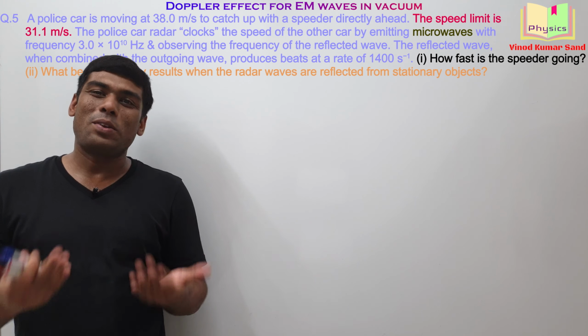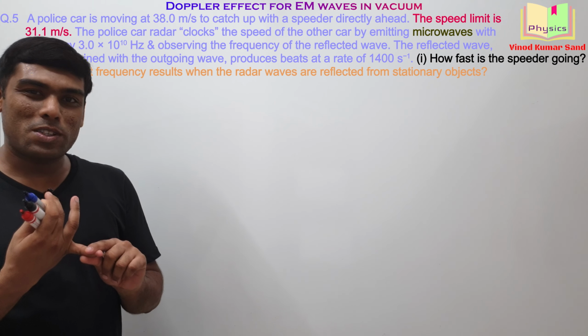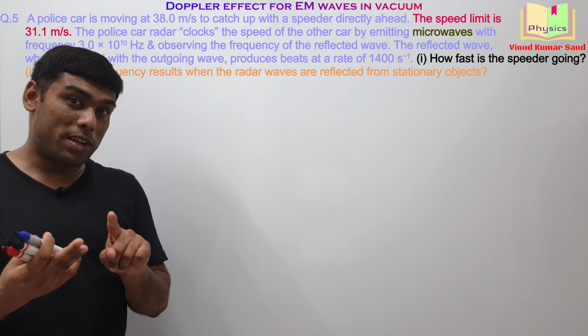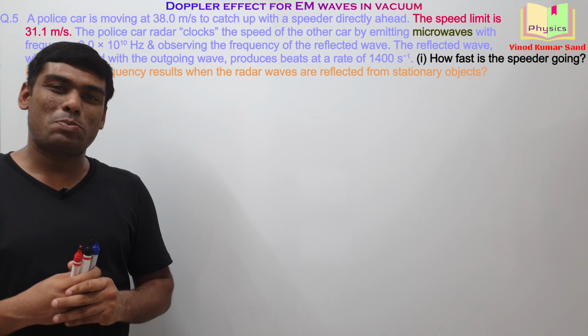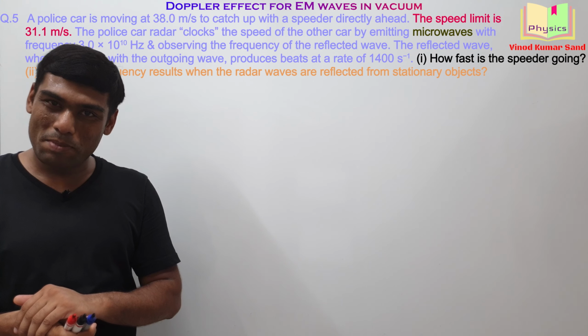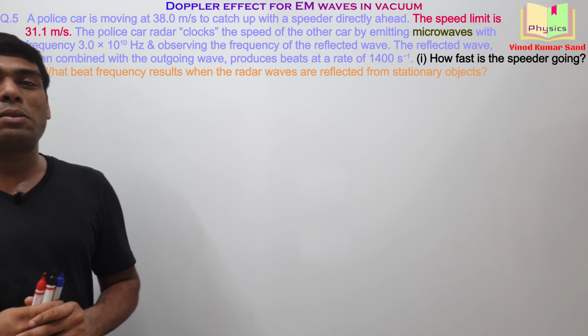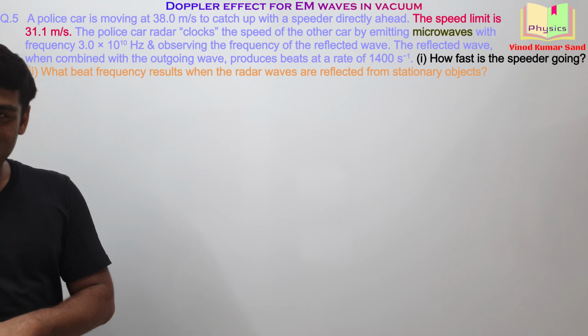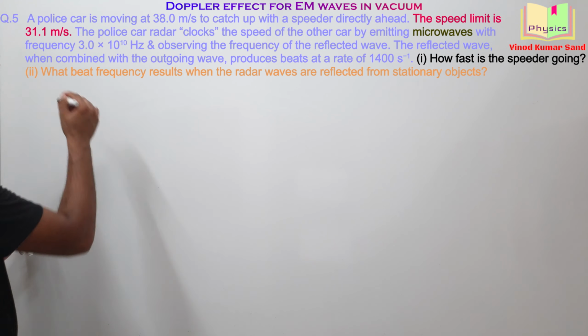I hope you are done with the calculations. So the answers are: it won't get any speeding ticket, as the speed of the speeder is 31 meter per second. And the answer to the second part is 7600 hertz. I'm starting the solution here.